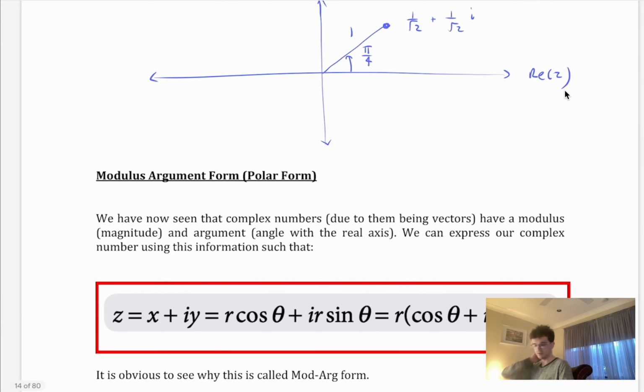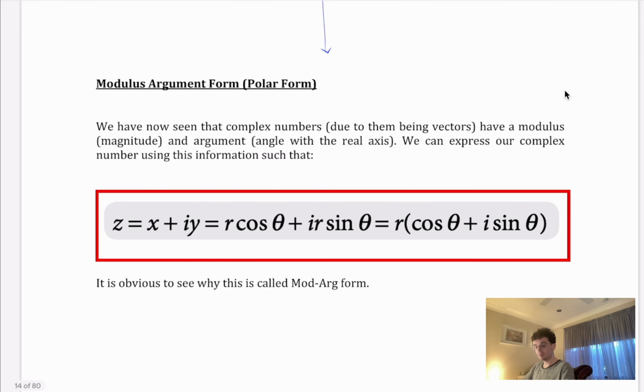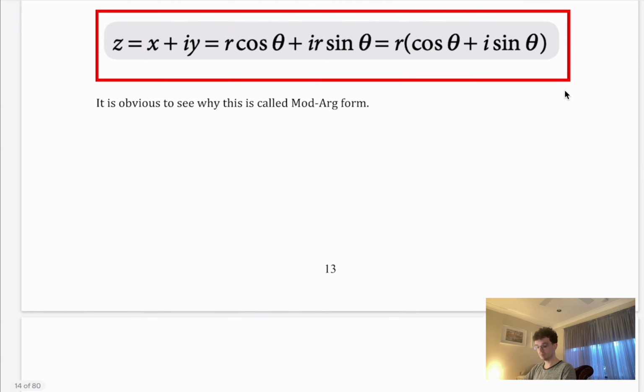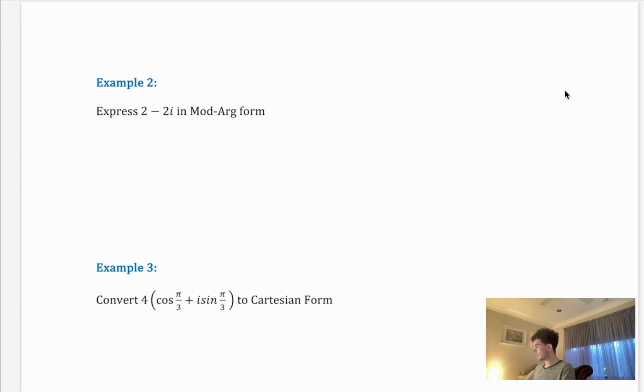Now, this idea of modulus and argument gives us another way of representing complex numbers, which is the mod arg form. So we say that z, which is equal to x plus iy, can be expressed as r outside of cos theta plus i sine theta. And it's obvious to see why we call this mod arg form. So let's have a go at expressing 2 minus 2i in mod arg form.